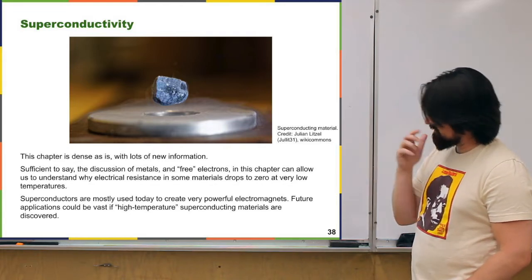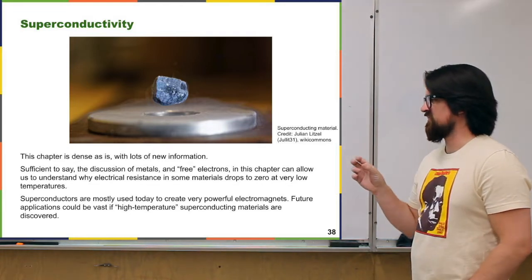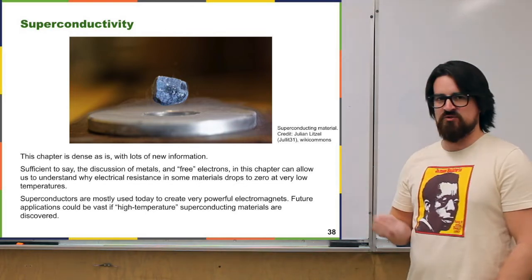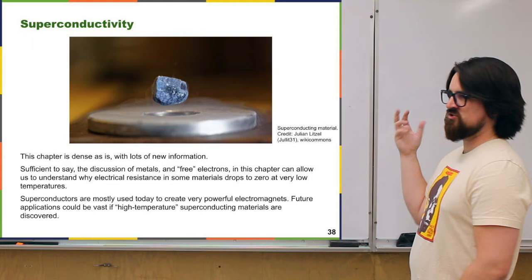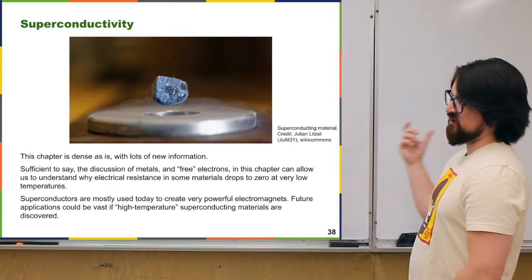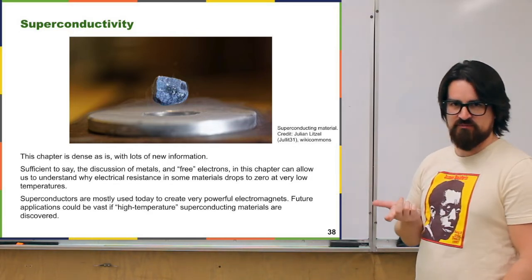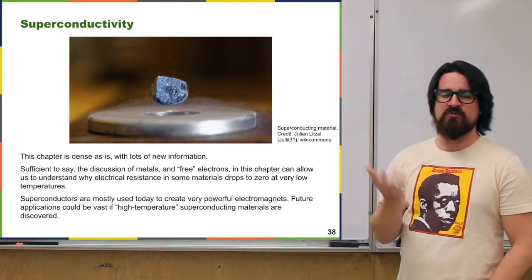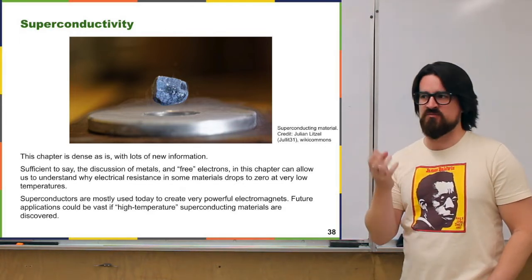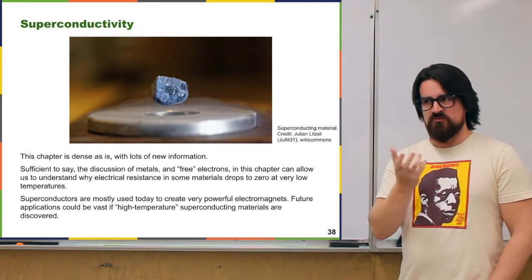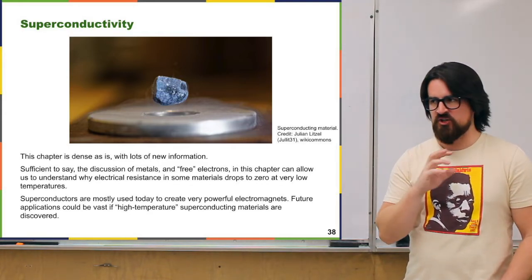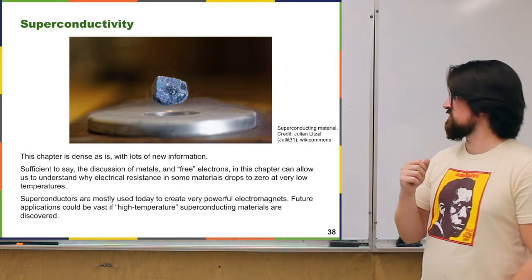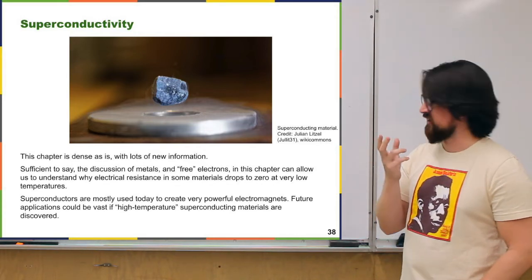I think enough to say here, at least, is that all of this stuff that we've been discussing basically allows us to get to a point of understanding why some materials will become superconducting at certain temperatures, particularly very low temperatures. And if you haven't heard the term superconductor before, it's a material that has 0 electrical resistance. So current can flow with no resistance, no power loss, no energy loss. It can be a very useful thing.